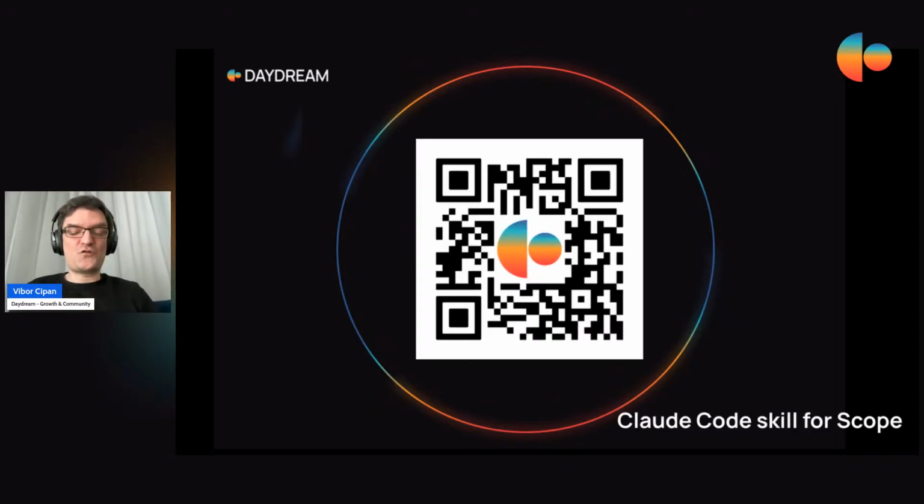Another thing that we launched this week, as I said, every week is a launch week at Daydream these days, is a code skill for Scope. What we've observed is that, with Scope being open source and freely available, a bunch of people are using coding agents or AI-assisted development or vibe coding, however you want to call it, to develop with or for Scope, right?